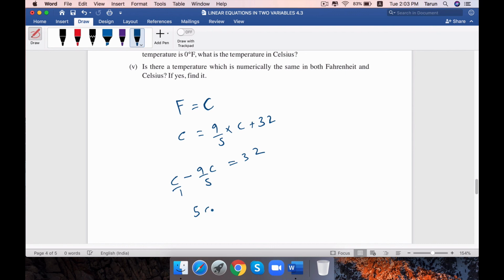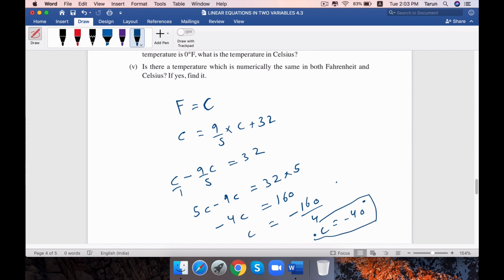So I will get 5C minus 9C is equal to 32. The denominator is now common, so I can send it to the other side. So I will get minus 4C is equal to 160. So C is equal to minus 160 upon 4, which will simply give me as minus 40. So C is equal to minus 40 degree. So when C is minus 40 degree, F will also be minus 40 degree. So that's it for this exercise.